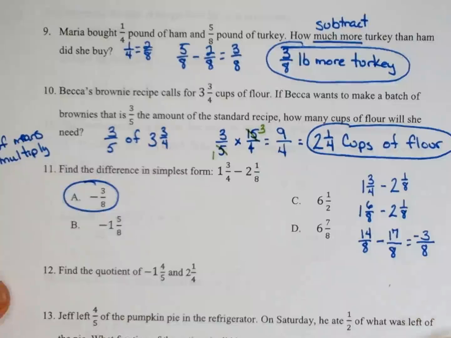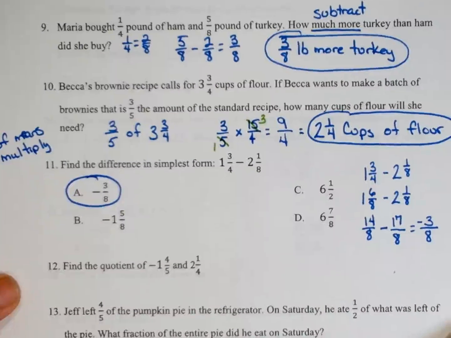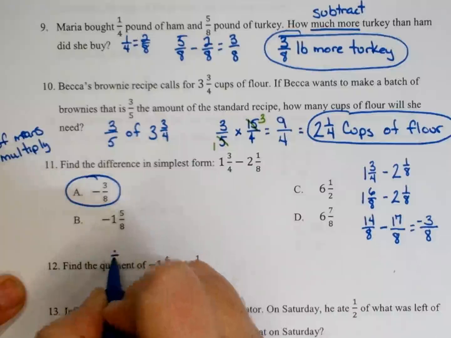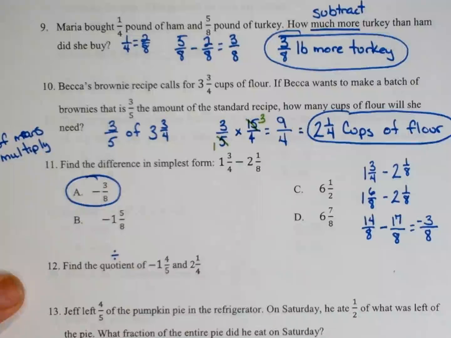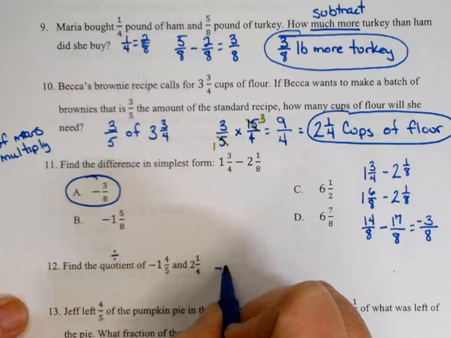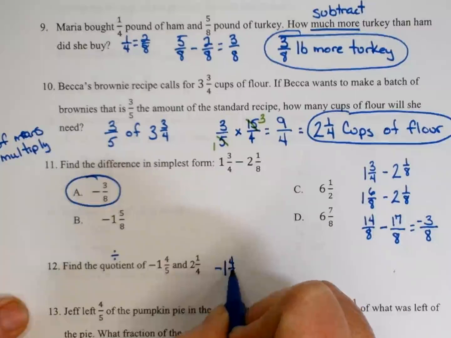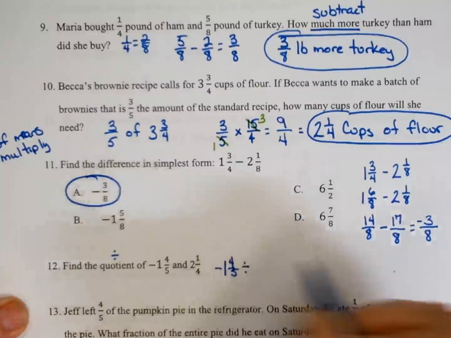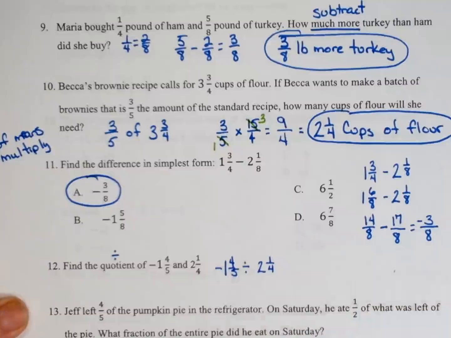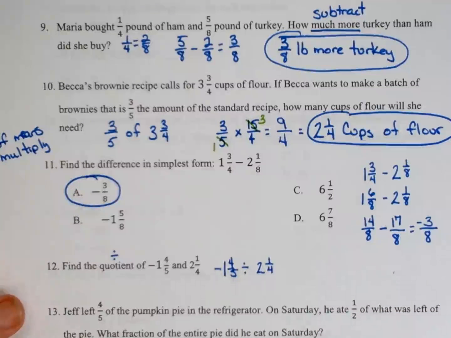Alrighty. All right, number 12, find the quotient. What does quotient tell me? Quotient means I'm going to divide. Okay, a quotient is the answer to a division problem. So this is negative 1 4/5 divided by 2 1/4.